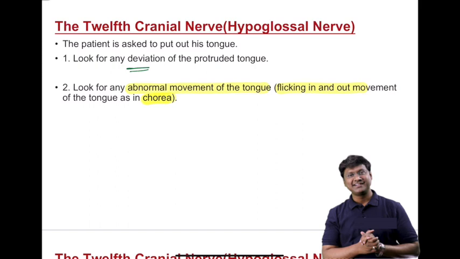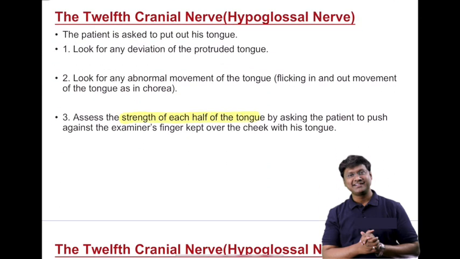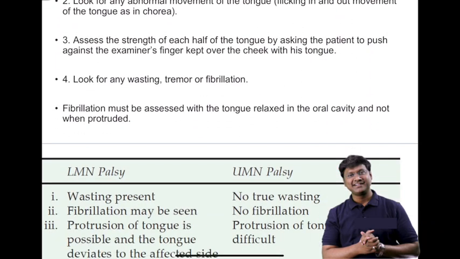The third important thing is you need to assess the strength of each half of the tongue. You assess this by asking the patient to push the tongue against the examiner's finger, which is kept over the cheek. And over the tongue, you also need to look for any wasting, tremors, fasciculations or fibrillations. If the individual has these, this tells you it is a lower motor neuron type of 12th nerve paralysis.